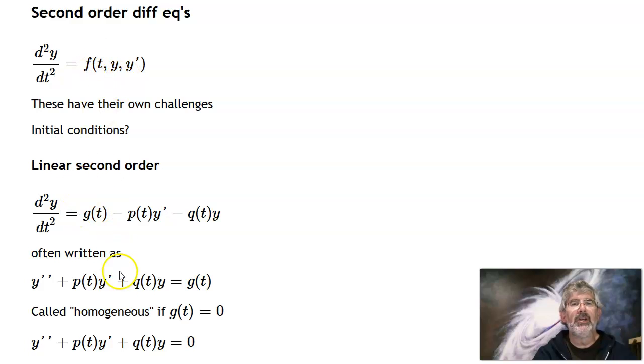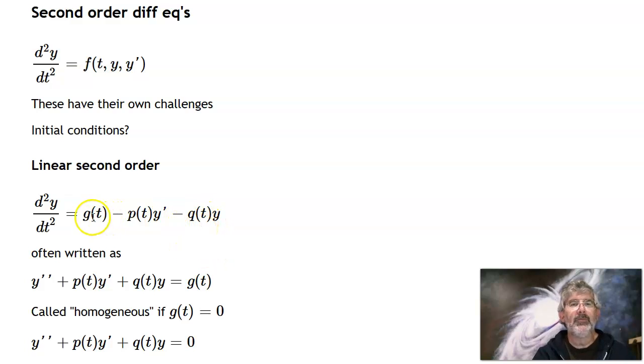And this is where I'm comparing this equation here to what I have there. The function over here, if it is linear in y and y prime, we would call this a linear second order equation. So you've got the second derivative of y with respect to t is equal to some function of t. This isn't necessarily linear. It could be any function of t. Minus p of t y prime, where p of t is, again, any function of t, minus q of t y, where q is, again, any function of t.